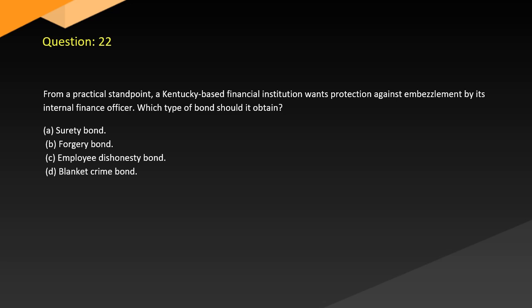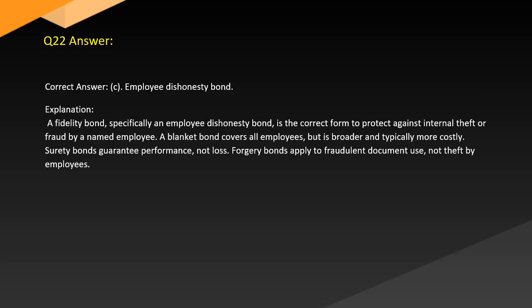Question 22. From a practical standpoint, a Kentucky-based financial institution wants protection against embezzlement by its internal finance officer. Which type of bond should it obtain? A. Surety bond. B. Forgery bond. C. Employee dishonesty bond. D. Blanket crime bond. Answer. Correct answer C. Employee dishonesty bond.